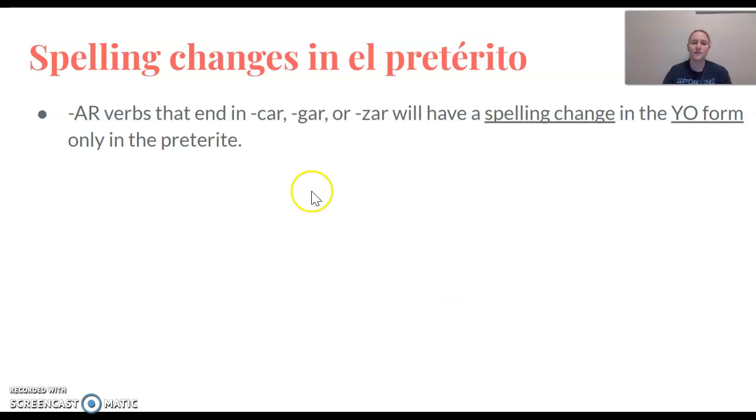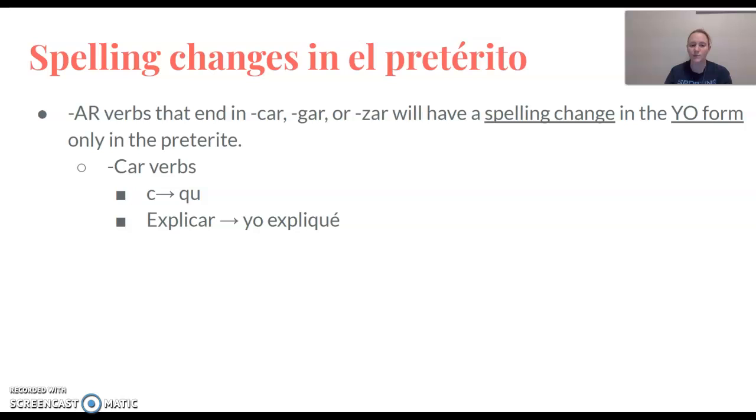This is because your C, G, and Z will be affected by the E, which is the ending in the yo form in the preterite. And so we want it to stay sounding the same. My C is going to change to a QU, so explicar is going to become explique. It's still going to be pronounced like explicar, but if I don't do this spelling change, it becomes explice, and explice doesn't sound like explicar, because this E is going to make this C a soft sound, just like it does in English.